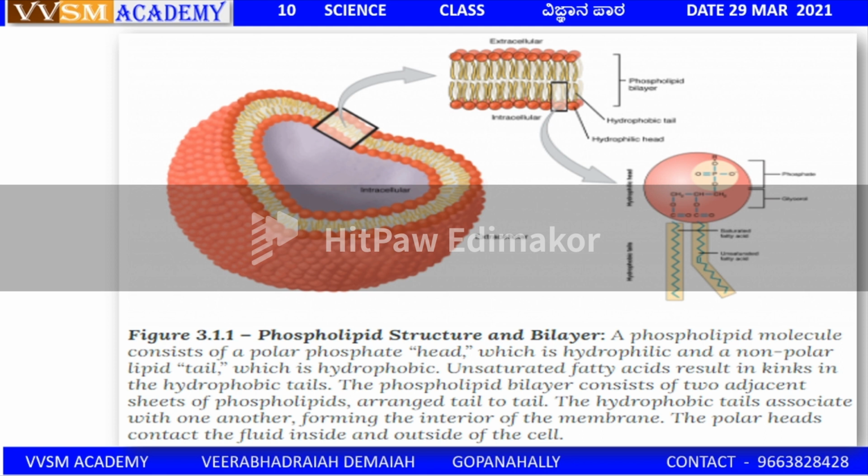Unsaturated fatty acids result in kinks in the hydrophobic tails. The phospholipid bilayer consists of two adjacent sheets of phospholipids arranged tail to tail. The hydrophobic tails associate with one another, forming the interior of the membrane. The polar heads contact the fluid inside and outside of the cell. This is the double layer, how they are attached, a tail to tail arrangement, that is called the phospholipid bilayer.